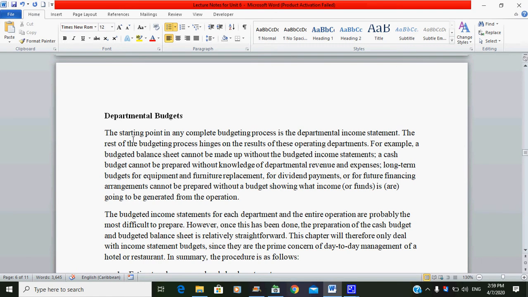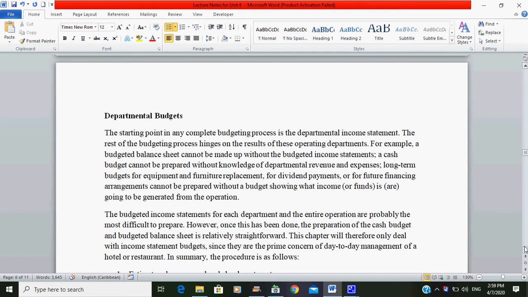For example, a budgeted balance sheet cannot be made up without the budgeted income statements. A cash budget cannot be prepared without knowledge of departmental revenue and expenses. Long-term budgets for equipment and furniture replacement, for dividend payments or for future financing arrangements cannot be prepared without a budget showing what income is or is going to be generated from what?